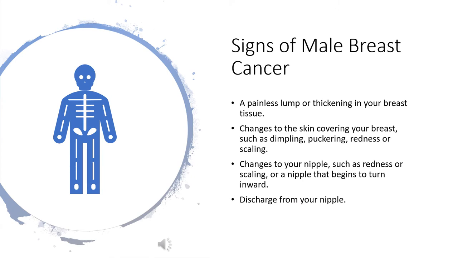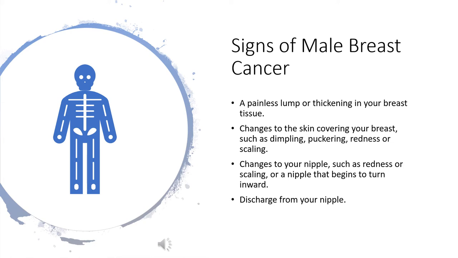Now, how will you identify that a person may be suffering from breast cancer? There are a few symptoms by which we can identify early signs that he is suffering from breast cancer or not. A painless lump or thickening in your breast near the nipple area, you will be able to see. Obviously, there will be a change of skin covering your breast, such as dimpling or puckering, redness, or some kind of scaling or rashy appearance near your skin close to the breast.